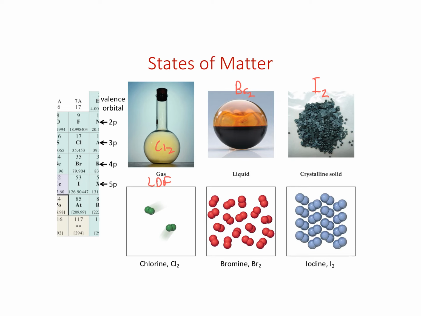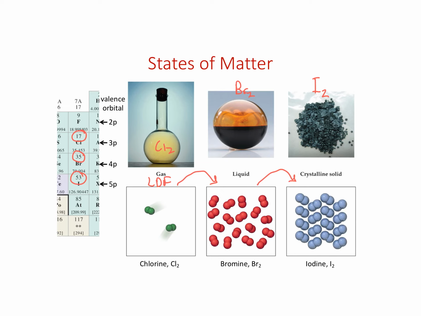With chlorine, I've got a decent amount of London dispersion forces. Bromine, I've got greater London dispersion forces because I've got a larger electron cloud. I go from 17 electrons with chlorine to 35 with bromine and 53 with iodine. Larger and larger electron cloud, more London dispersion forces holding those molecules together. So just going from chlorine to bromine, that's enough to take it from a gas phase into the liquid phase. And then going from bromine to iodine, that increase in London dispersion forces is enough to pull the molecules even closer together, going from a liquid phase into the solid phase.